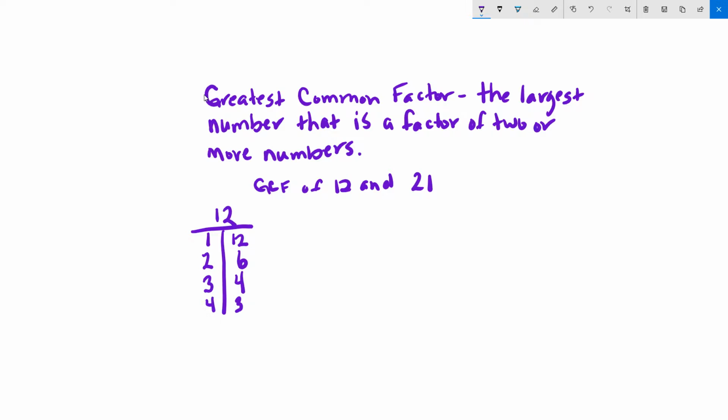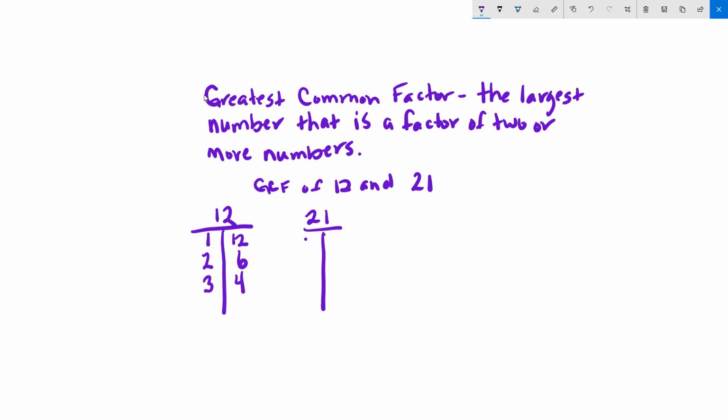So let's look at the factors of 21, and we do a T-chart. 1 times 21 is what we want to start with. 2 won't go into 21 because 21 is not even. 3 goes into 21 7 times. 3 times 7 is 21.